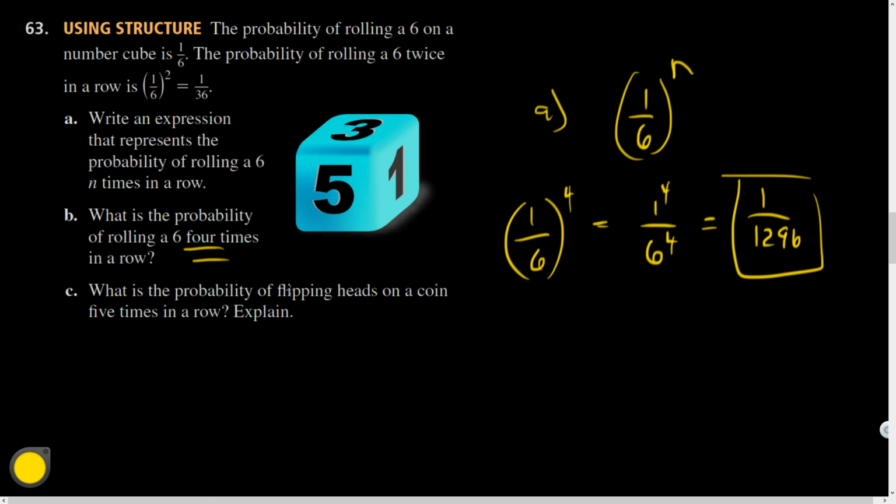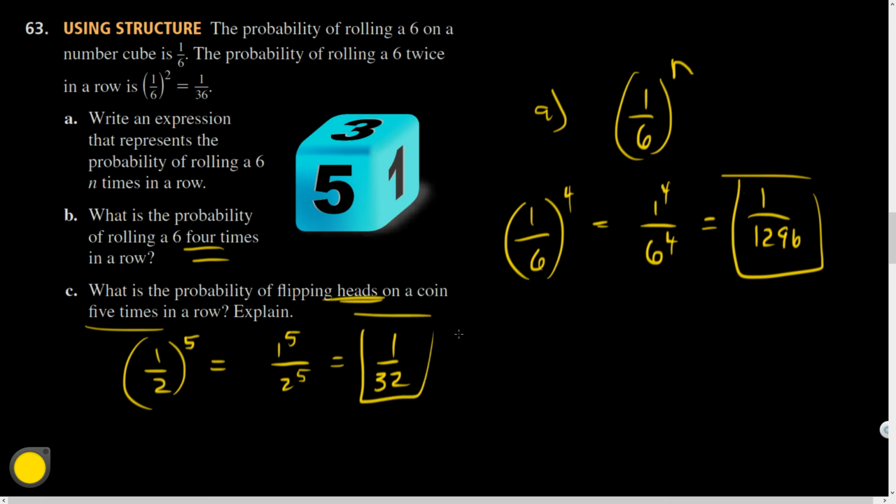And then it says, what is the probability of flipping heads on a coin 5 times in a row? So the probability of flipping heads 1 time is what? 1/2. 5 times in a row would be 1/2 to the 5th power, which would be 1 to the 5th over 2 to the 5th, which is 1/32. What? Explain it?